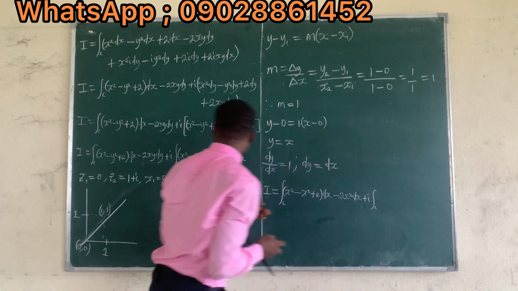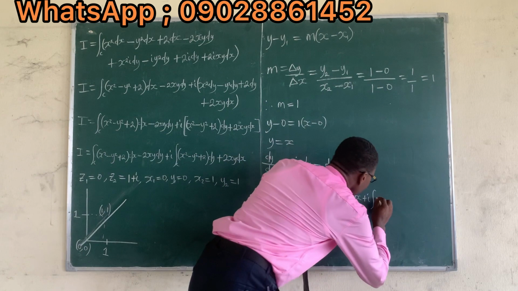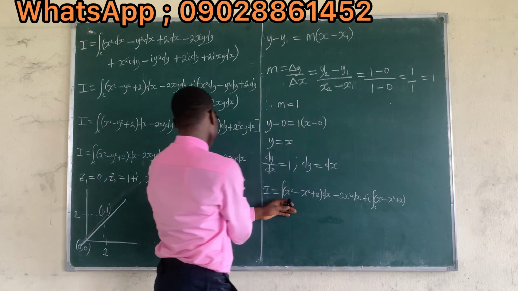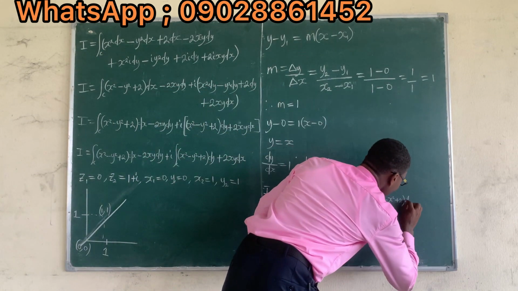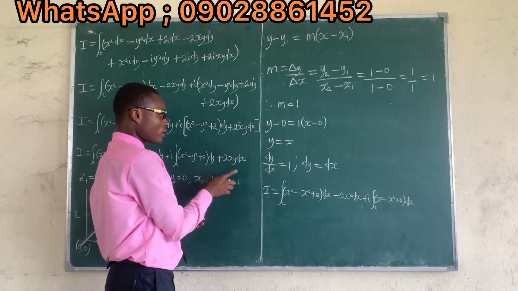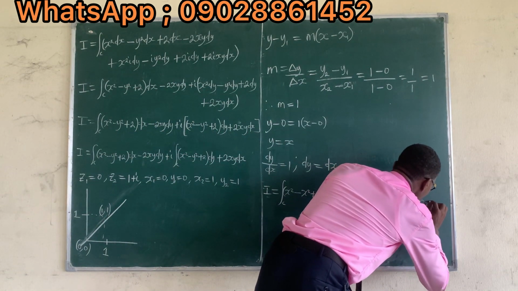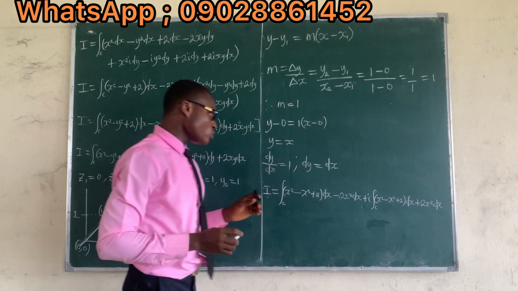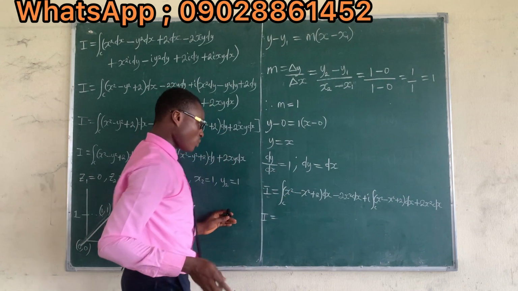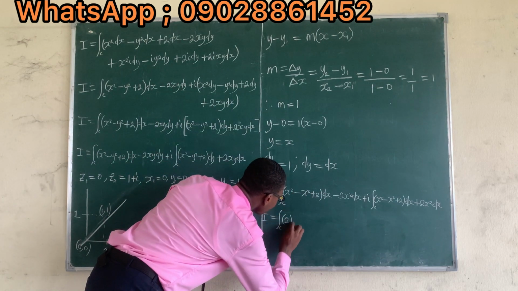Plus i times the integral of (x squared minus y squared) dy plus 2xy dx. Y squared is still x squared, so we have x squared minus x squared, but dy is dx. Then the next one is plus 2xy dx. Y is x, so we have plus 2x squared dx. So the x squared minus x squared cancels out.